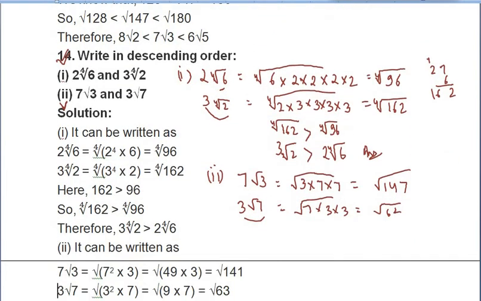So it will be 147, under root will be greater and under root 62 will be smaller. It is like this, and 147 is the value of 7 under root 3 and 62 is the value of 3 under root 7. So this is the answer. So first and second is finished.